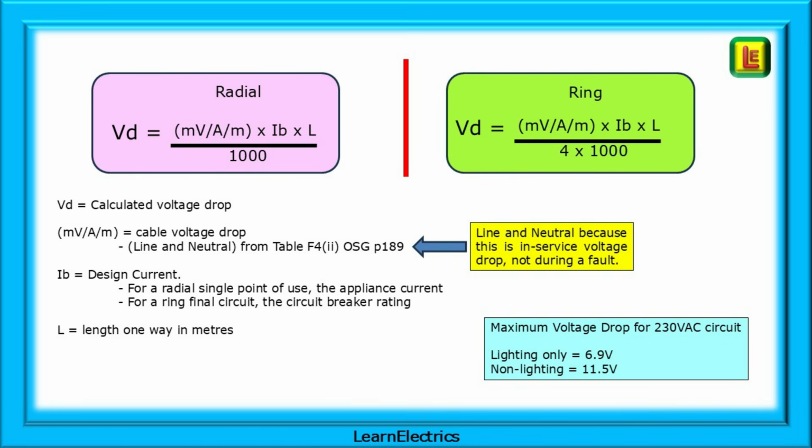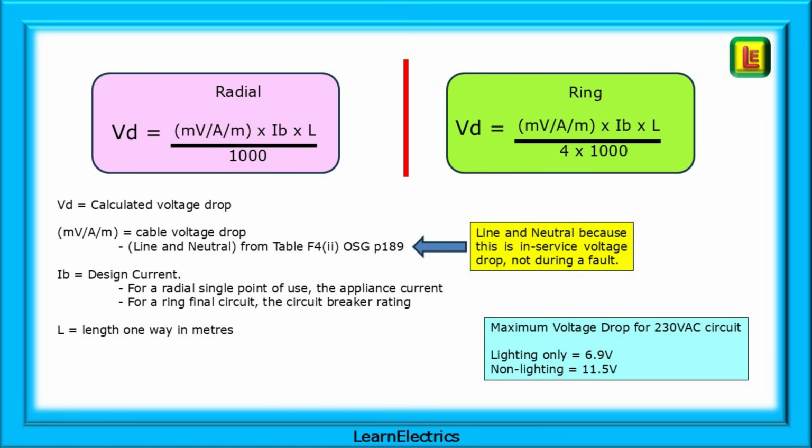But for a ring final circuit, the protective device rating is used because we have no control over what individual appliances will be plugged in or what their maximum currents will be. We assume the worst case scenario and use the circuit breaker or fuse rating for ring calculations. And L is the length one way from the consumer unit to the furthest point of use, because the tables take account of the line and neutral conductors going there and back.